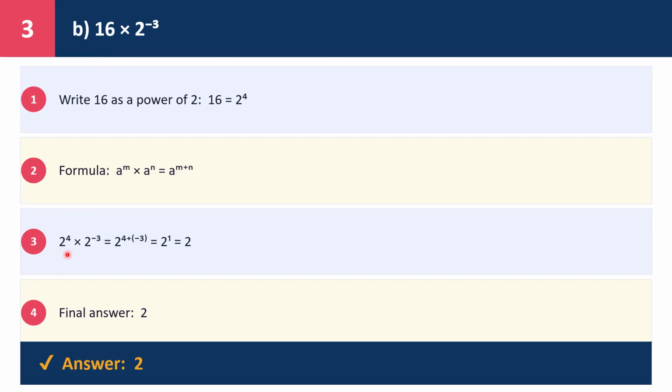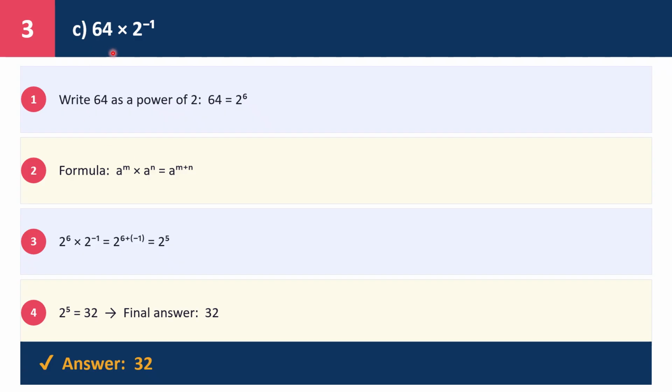Now we have two bases, right? The bases are the same. What we have to do? We should add the powers. So 2 power 4 plus of minus 3. Plus into minus is a minus. So what do we have now? In the power, we have 4 minus 3. So 2 power 4 minus 3. 4 minus 3 is 1. 2 power 1 is nothing but 2. So our final answer is 2.